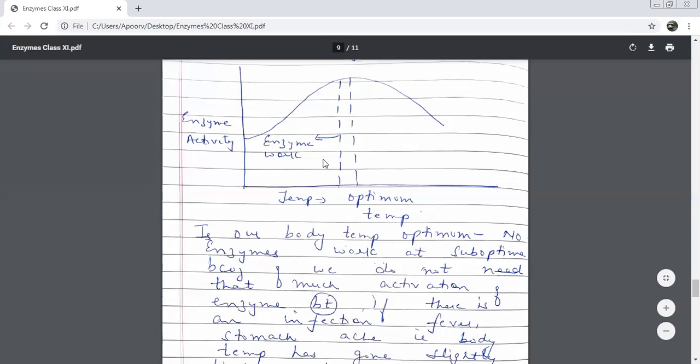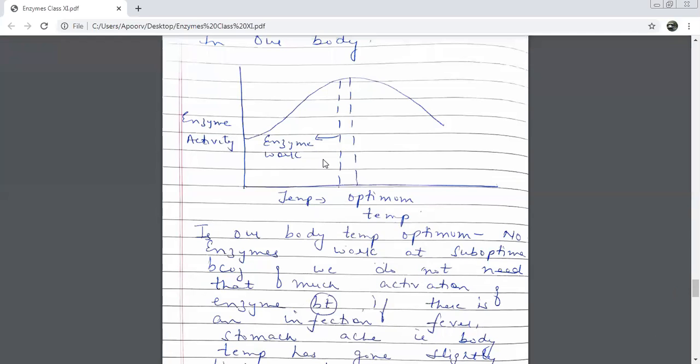So in normal conditions, in a healthy individual, will the enzyme work at optima or suboptima? Suboptima. And if a pathogen has entered the body and your body has to fight an infection, then the enzyme will work at optimum temperature, because they'll show the maximum activity at that.